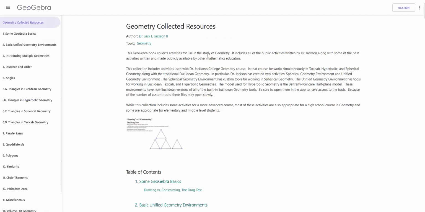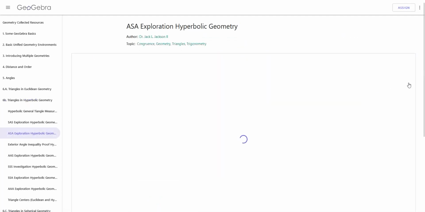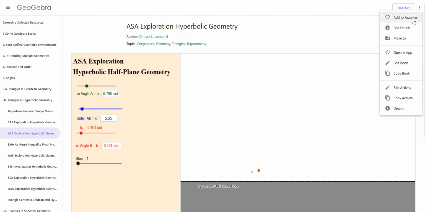So once again, I'm going to go to my geometry collected resources where I have lots and lots of applets created in GeoGebra, some that I've created, but also some that other educators have created. Here we want to look at the hyperbolic triangles in hyperbolic geometry. Here we can see the investigations for all the different ones. We've looked earlier at SAS. Let's look now at ASA. It's best if you take this and open it in the app like that.